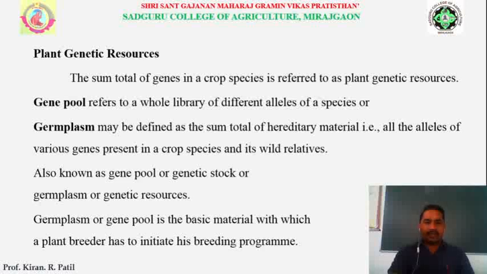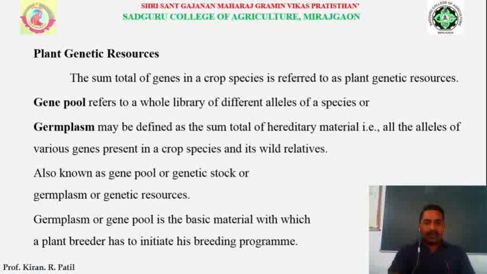The definition is: it is the sum total of genes in a crop species, referred to as plant genetic resources. Then the gene pool refers to a whole library of the different alleles of a species, and germplasm is the sum total of hereditary material, that is all the alleles of various genes present in a crop species and its wild relatives.